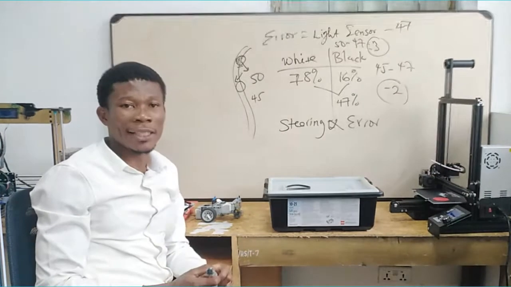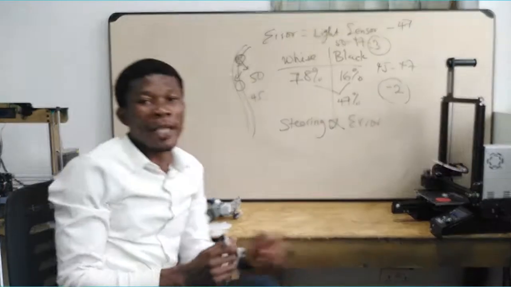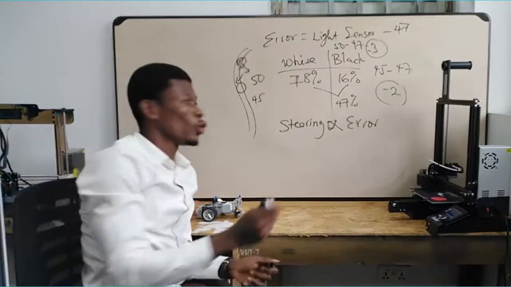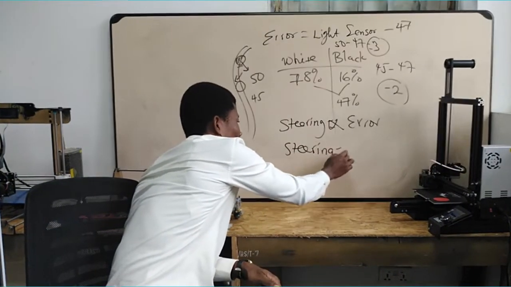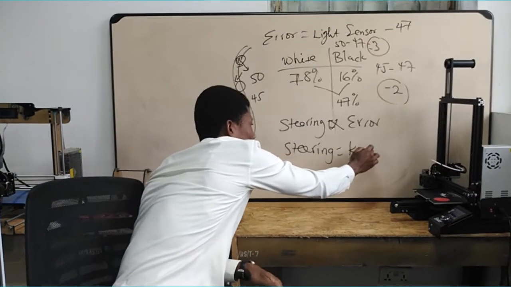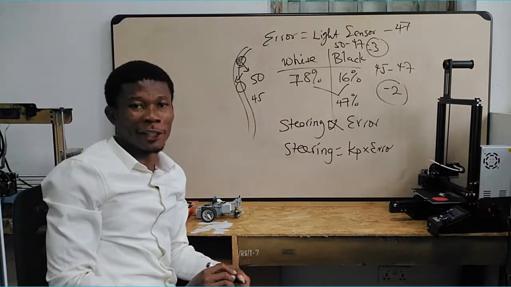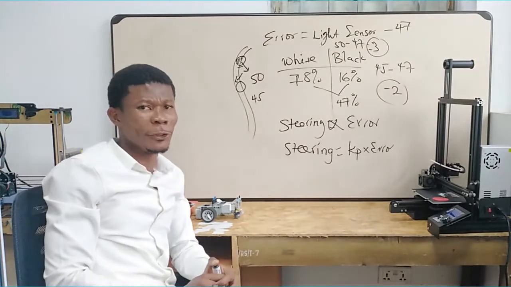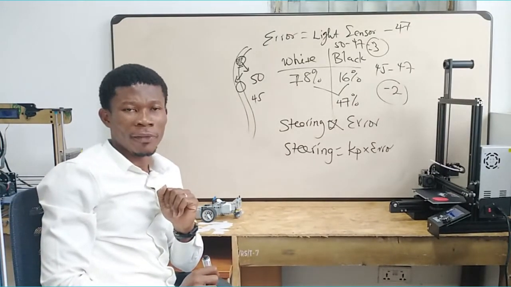However, we needed a constant of proportionality so we could equate error and steering. So we came up with the formula: steering is equal to a certain constant of proportionality times the error. And then we programmed this and looked at how this behaves. In this video, I'm going to pick on this and draw your attention to something.